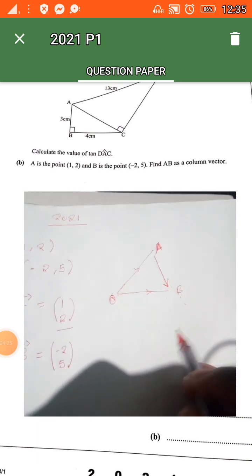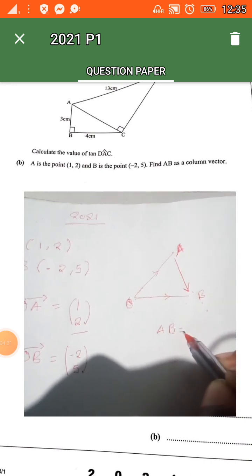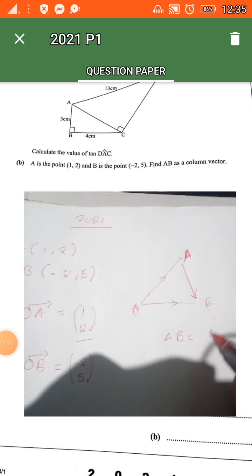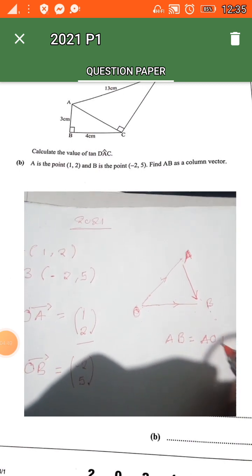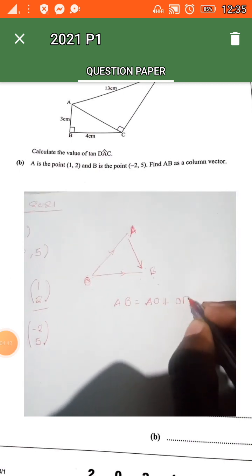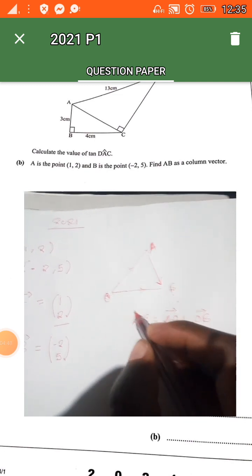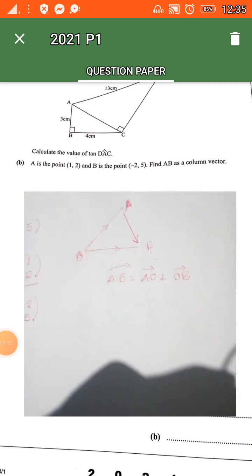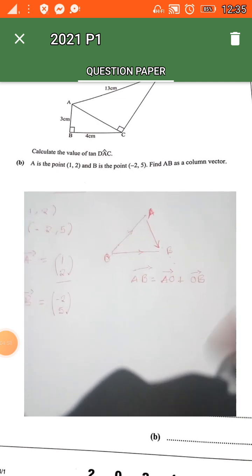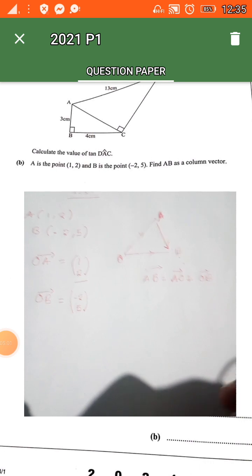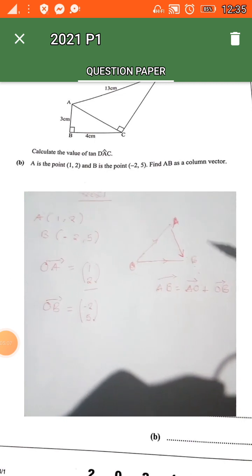So the equation I'm going to make is AB is going to be AO plus OB. These are the column vectors we're going to use. And we have OA instead of AO. What that means is the value of OA and AO are the same. The difference is the direction.